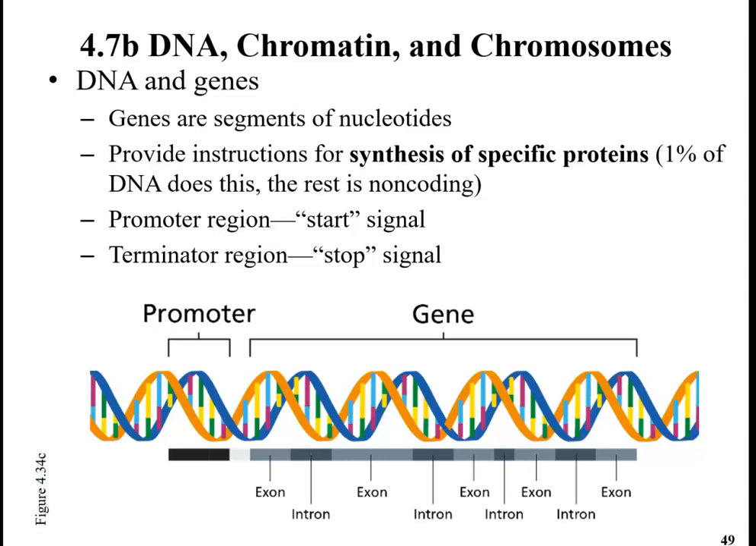So genes are segments of the DNA molecule, or segments of nucleotides specifically, that provide instructions for the synthesis of specific proteins. Now, remember that only 1% of DNA does this. About 99% of DNA is non-coding, meaning that it doesn't provide instructions for the coding of a protein. Each gene has a promoter region, which is the start signal, and a terminator region, which is the stop signal.